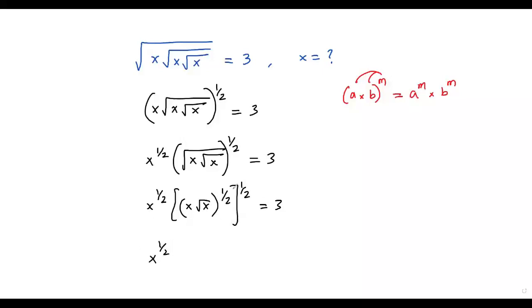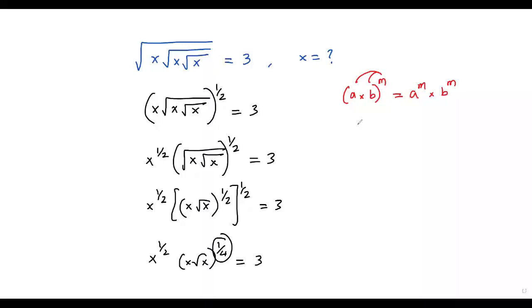Here we can use the power of a power rule. For the base x times root x, we have exponent 1 half, and for this complete expression, we have the exponent 1 half. Whenever we have two exponents like this, we can multiply the two exponents. So I'll be getting x times square root of x, and multiplying the two fractions 1 over 2 and 1 over 2, 1 times 1 is 1, 2 times 2 is 4. I'm getting 1/4, equals 3.